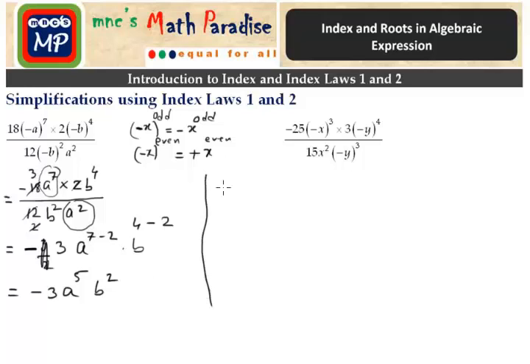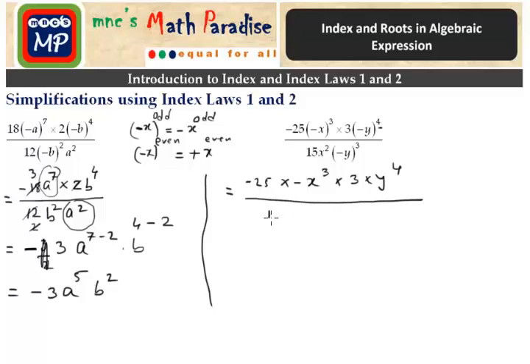Let us do another example here. Minus 25 times minus x to the power 3. Since this power is odd, we will get minus x to the power 3. So we will get minus x to the power 3 times 3 times y to the power 4, minus y to the power 4. Since this power is even, we will get plus. So we will just get y to the power 4.